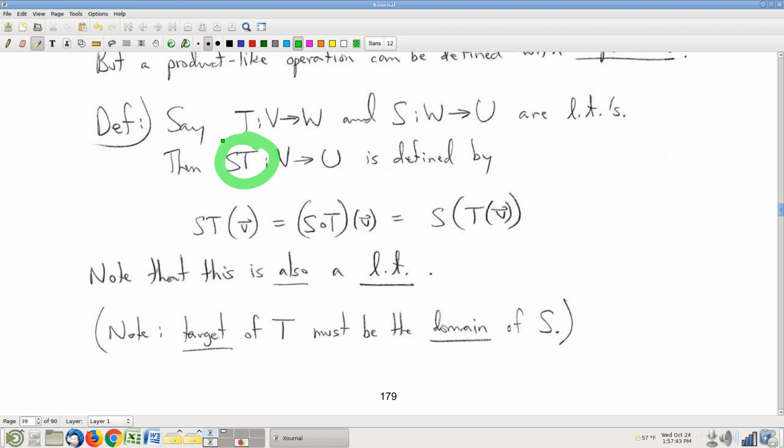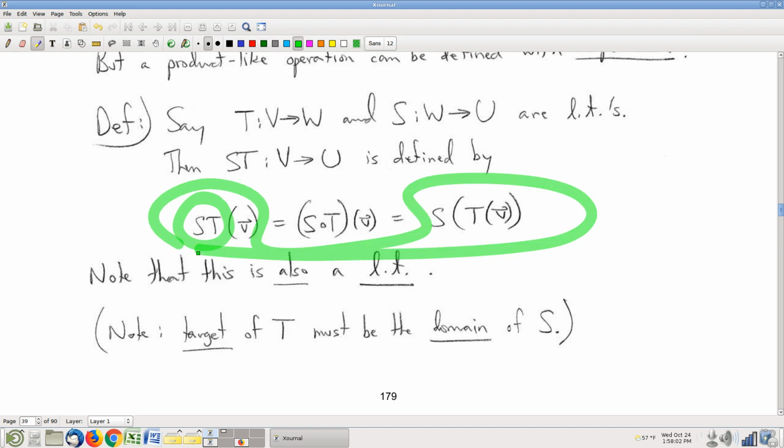S times T, here's the definition. Again, I'm going to tell you what this function is by telling you how to evaluate it. The way you evaluate this function ST is by way of the composition. In other words, if you want to plug v into S times T, first plug v into T, and then whatever comes out, that's what you plug in to S.